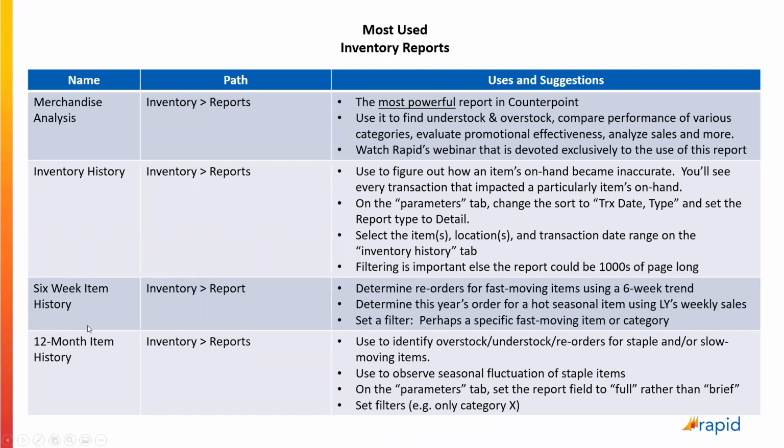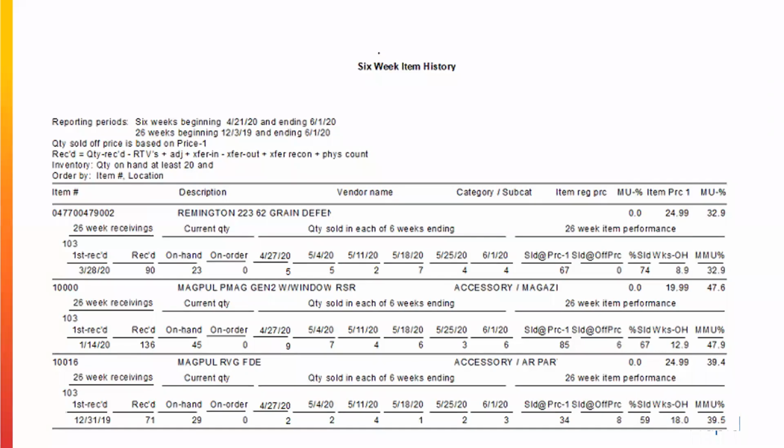6-week and 12-month reports. These reports can be a little bit intimidating because they have a whole lot of data on them. The 6-week report is an excellent report for evaluating what you should do to make sure you're in stock and planning your reorders for fast-moving items. For slow-moving items, staple items that you carry all year, the 12-month report is going to be a much better report. So use those, and let's dive a little bit deeper into the 6-week report.